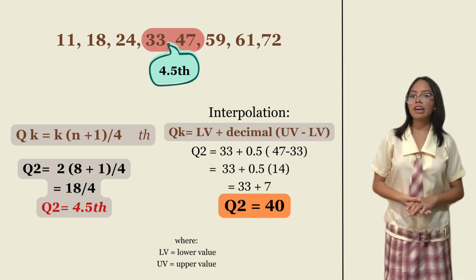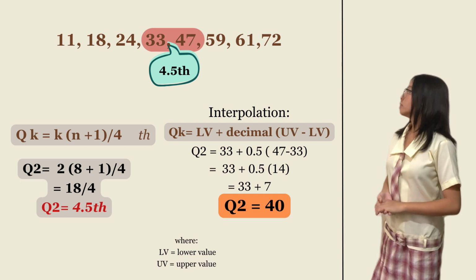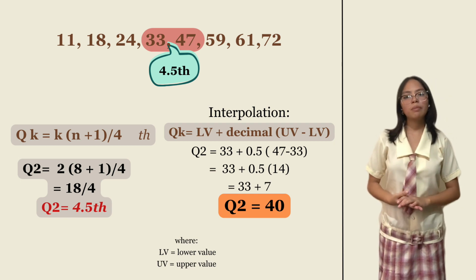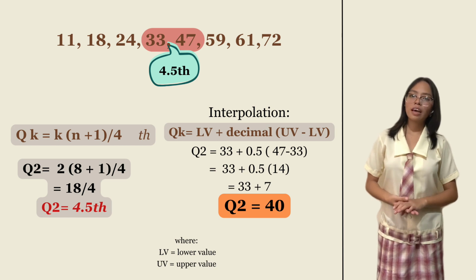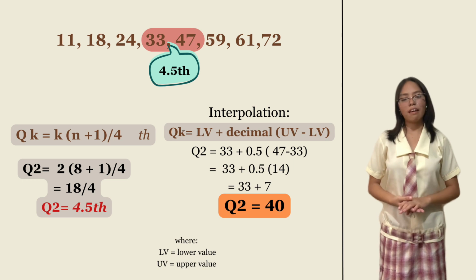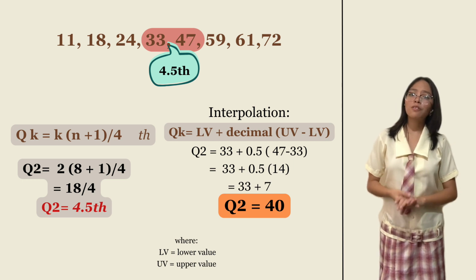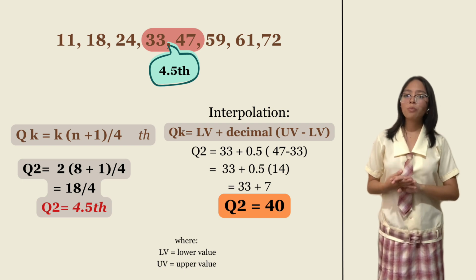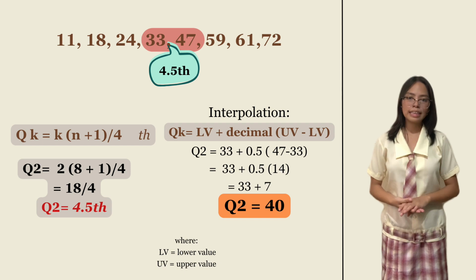This data came from our 4th and 5th scores. So quartile 2 is equal to 33 plus 0.5 times 47 minus 33. 47 minus 33 is 14, times 0.5, we get 7. 33 plus 7 is 40. Therefore, the value of rank 4.5 is 40. So our quartile 2 is 40.